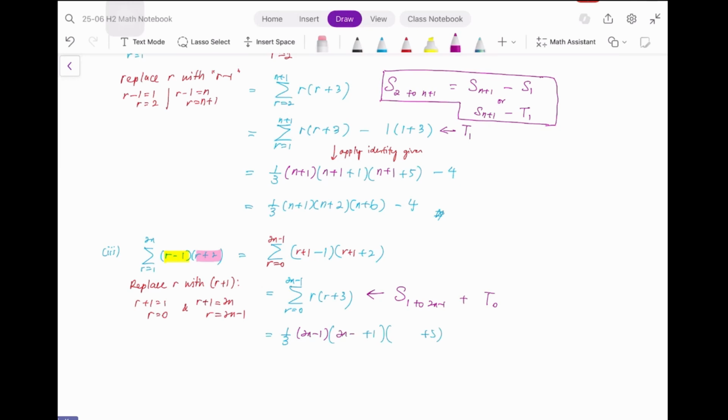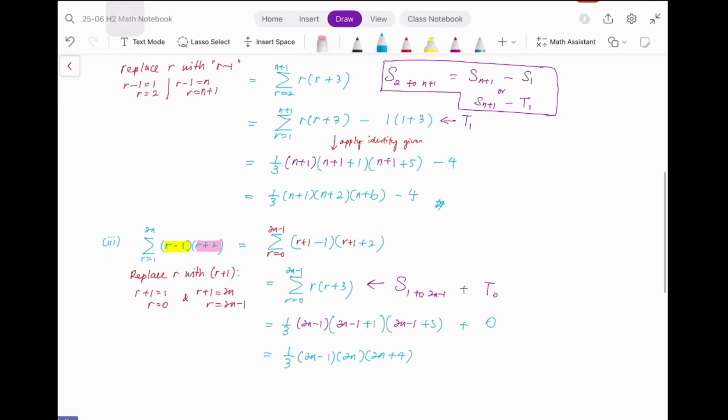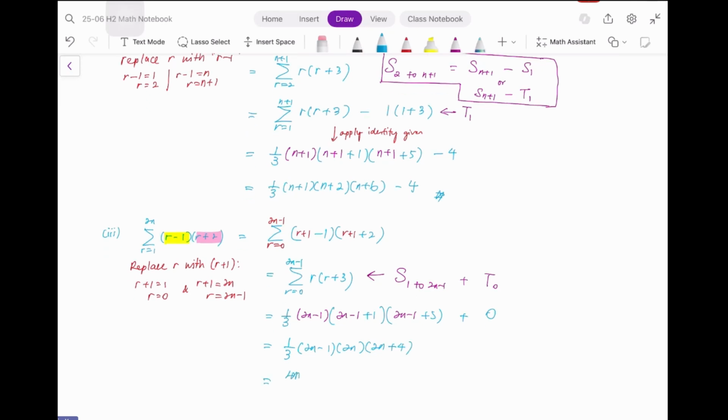Okay, so then you sub in your 2n minus 1 and 2n minus 1 over here. Sub this into the expression, then plus the 0th term. So when r equals 0, sub the 0 into this expression. When r equals 0, this will be 0, so nothing changed. So you can simplify this to 1/3, 2n minus 1, 2n, and 2n plus 4. If you want to factorize out, you can put a 4n over 3, 2n minus 1, n plus 2. Okay? So something like that for part 3.